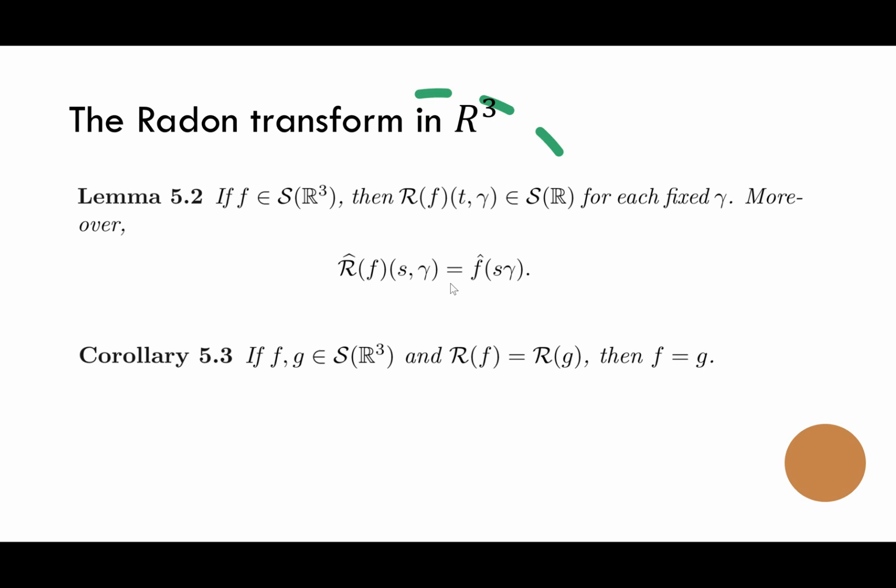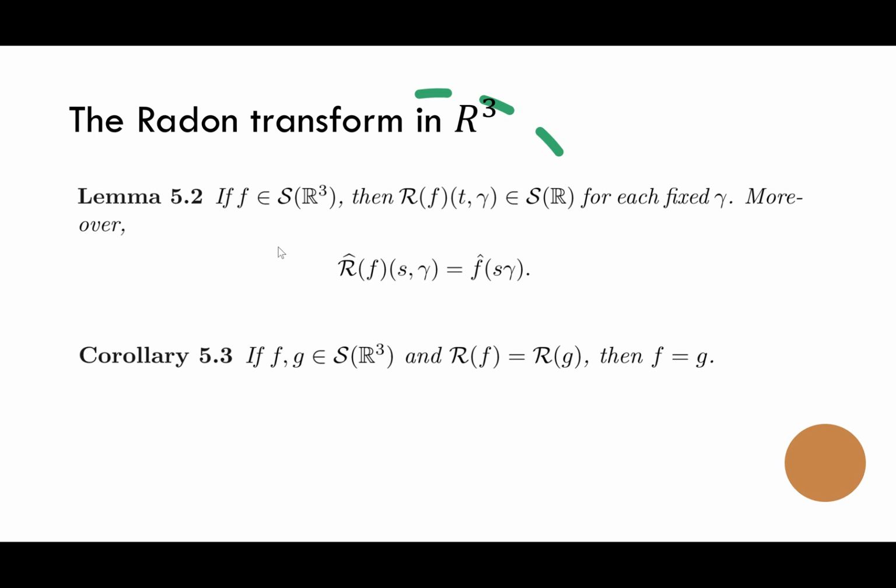Applying this lemma to the difference f minus g and using the Fourier inversion theorem, we can prove this corollary: if f and g are in S(R3) and Rf is equal to Rg, then f is equal to g. So this is how we get the uniqueness result.